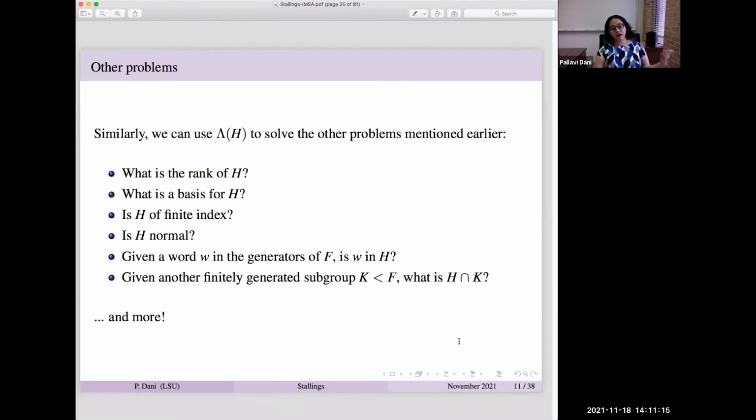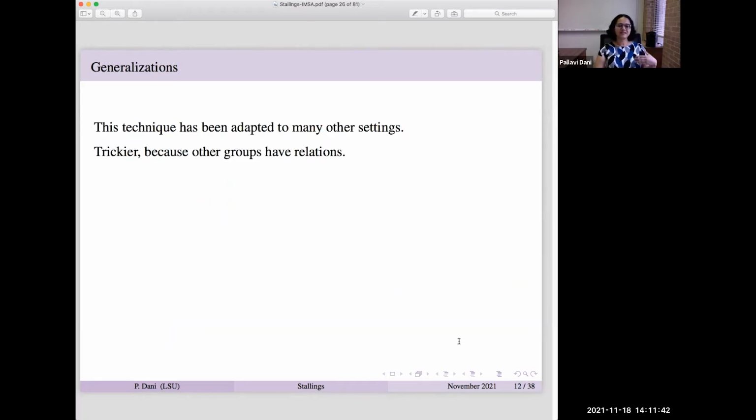Okay, so similarly, the other problems that I mentioned in the beginning can also be treated using this object lambda H. So there's ways of thinking about what all these things are in terms of topological properties of this graph lambda H. And so this was a very influential idea, and it's been used a lot in the study of free groups and even outer automorphisms of free groups, but also there have been generalizations to other settings. So this technique has been adapted even in the case where the groups are not free.